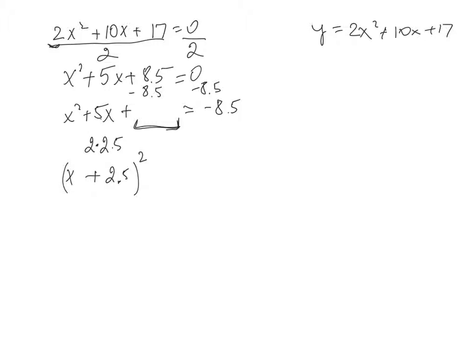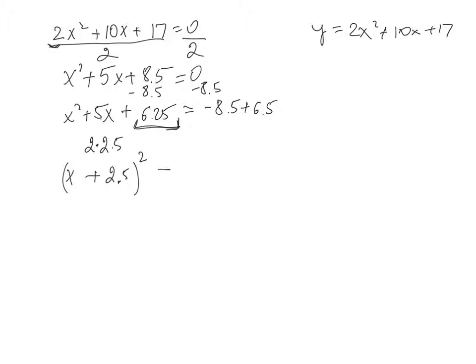Now, if it's truly a perfect square, when I expand it, I'm going to get square of the first, double product, which is 5x, and square of the second. So this will be 2.5 squared, which is 6.25. Now, I added this 6.25 just because I want to, so I must add it to the other side of the equation in order to balance it.